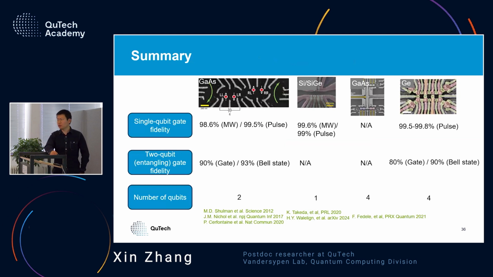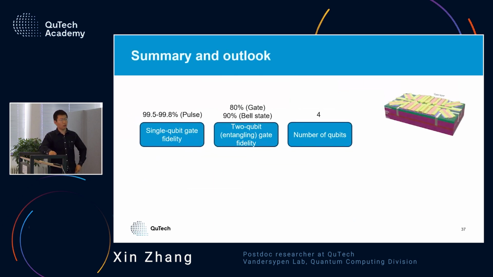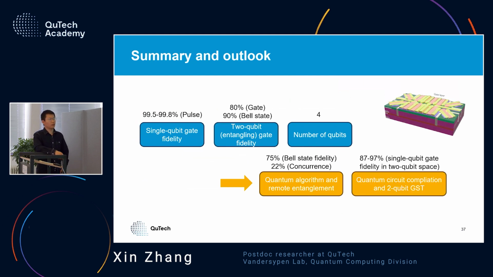So now we can have a summary of where we have put ourselves on the map. We have a good single qubit gate fidelity and a 2-qubit gate fidelity. And also we have a maximum number of qubits equal to 4. To summarize, we even go a step further. First, we report a remote entanglement in an array, because we can control the whole array. And we have a 75% Bell state fidelity and 22% concurrence. And then we also explore quantum circuit compilation, where the way we chose gives us 87 to 97% single qubit gate fidelity.